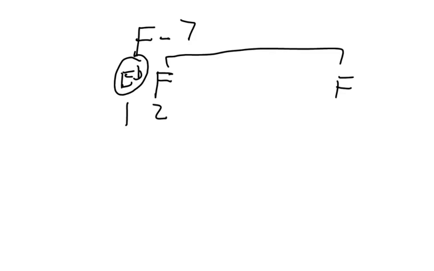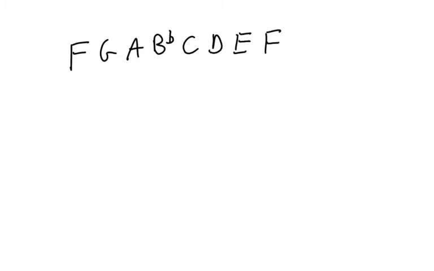So let's use this one as a case study. So typically an F major scale is going to look like this: F, G, A, B flat, C, D, E, F. That is your typical F major scale.